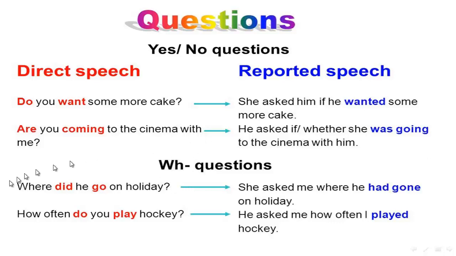WH questions here. Where did he go on holiday? This is a question. How can we change this question to reported speech? It will be, she asked me where he had gone on holiday. So the tense, as you see, from past to past perfect. She asked me where he had gone on holiday.